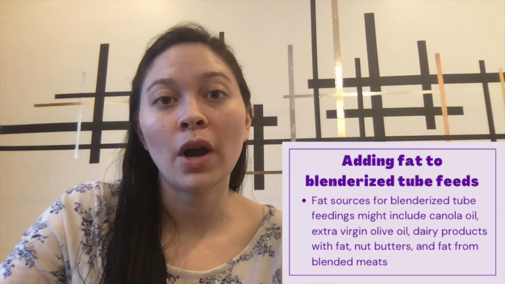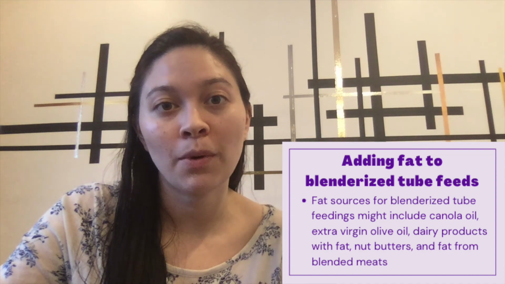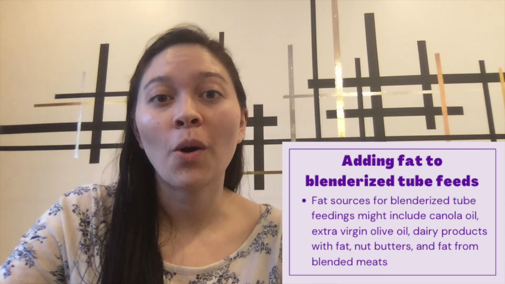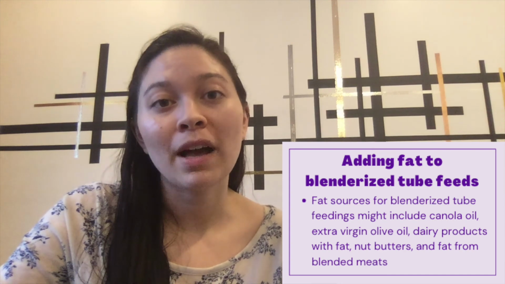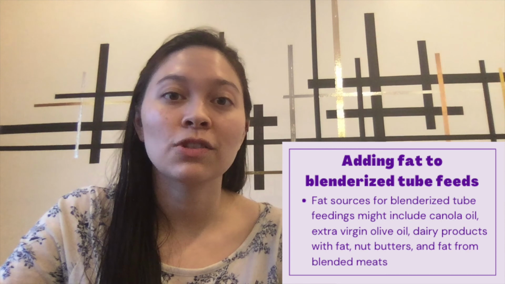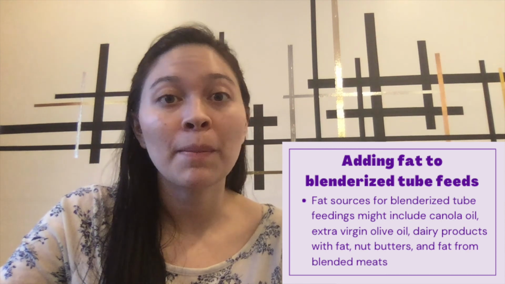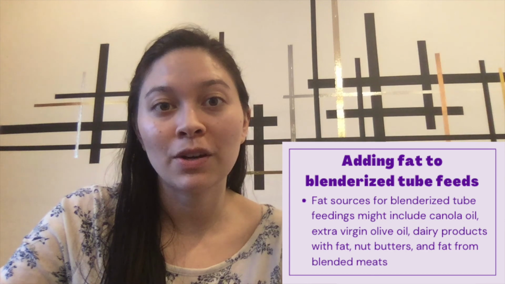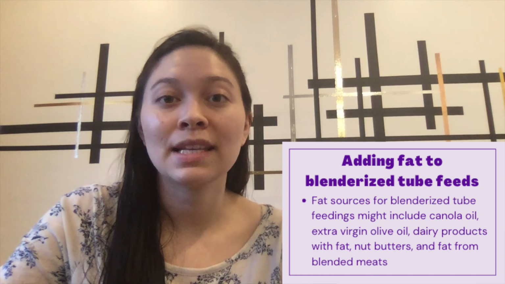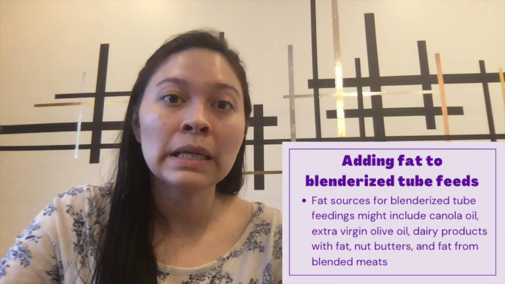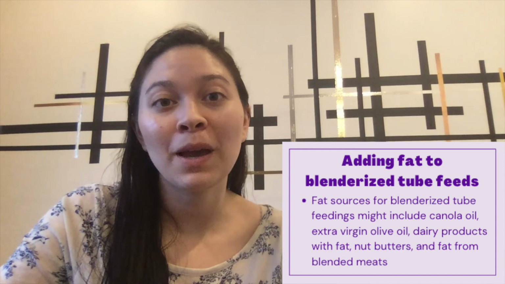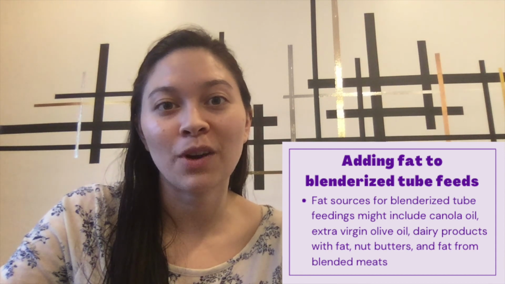If they're making their own blenderized tube feed, you might recommend they use fat sources such as canola oil and extra virgin olive oil. They'll get fats from any meats that are added to their blenderized tube feed, and you'll also see dairy products, cream, nut butters, and things like that being appropriate sources of lipid in a blenderized tube feed.